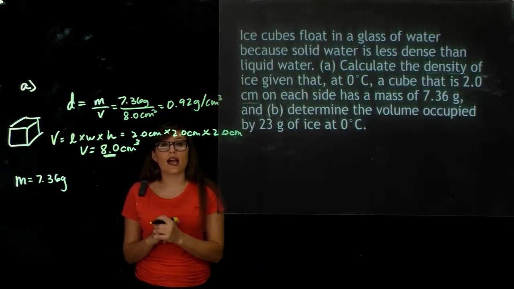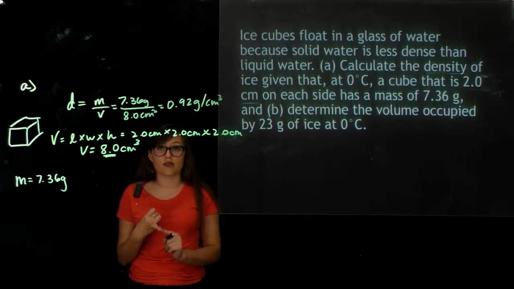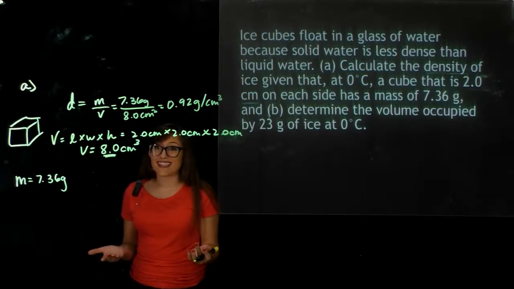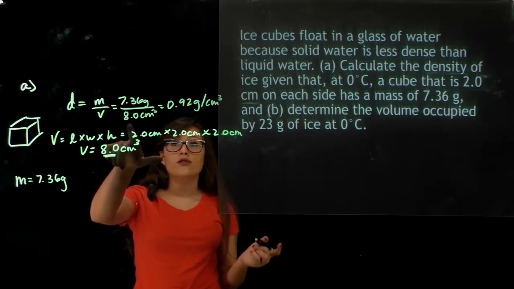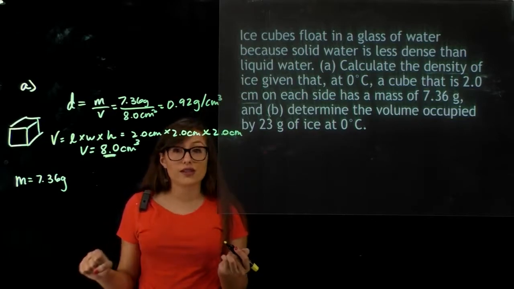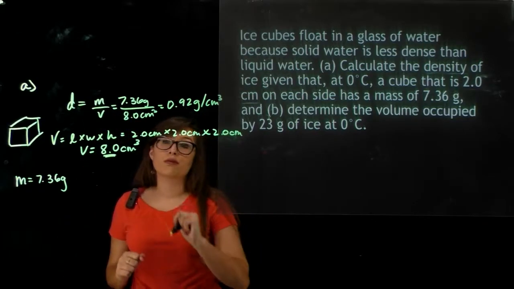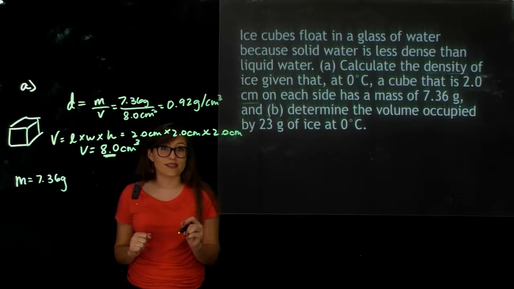Well, once we have our density, we make sure that we are reporting out to the correct number of significant figures. For multiplication and division, you report out to the value that has the least number of significant figures. So our denominator has 2 significant figures with our numerator having 3 significant figures. So we should be reporting out to 2 sig figs.